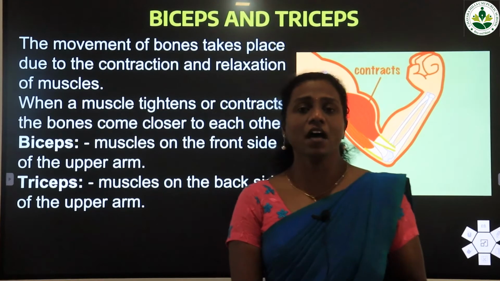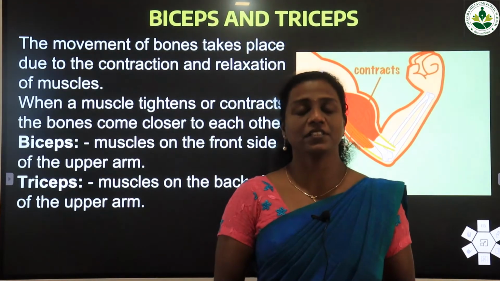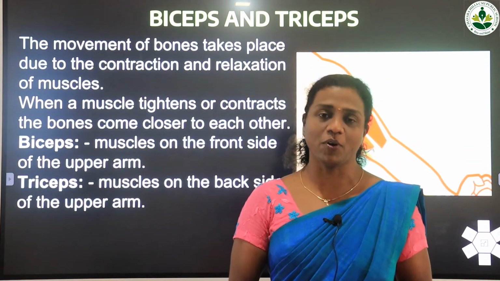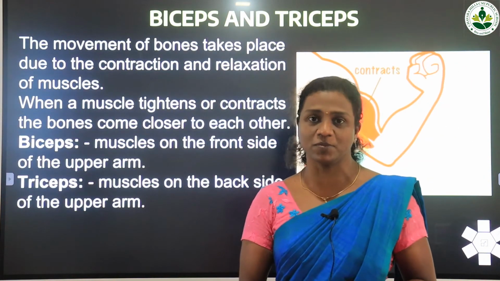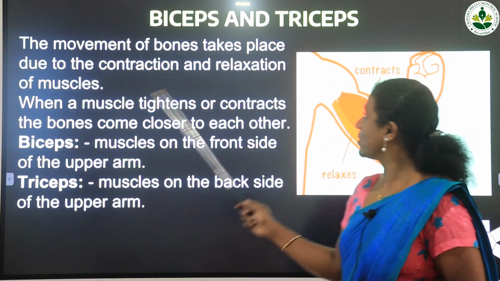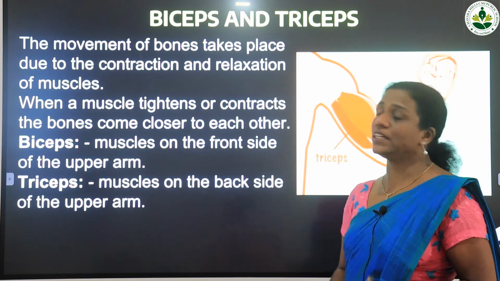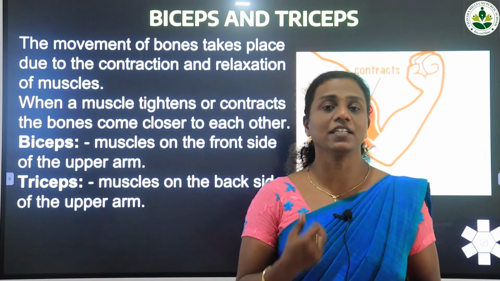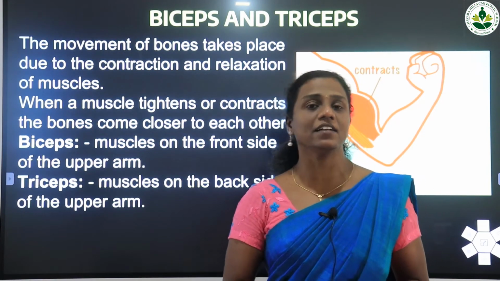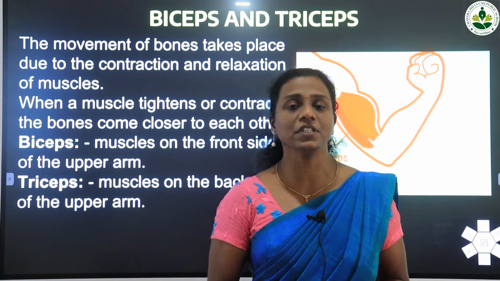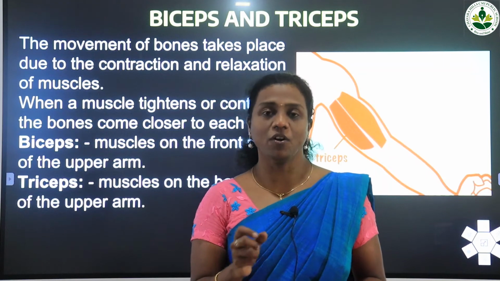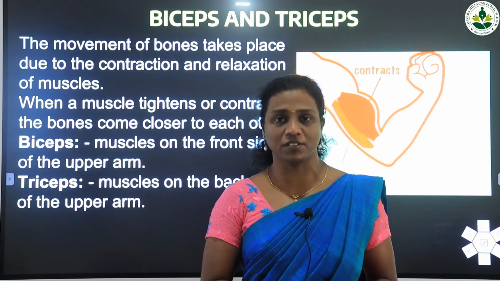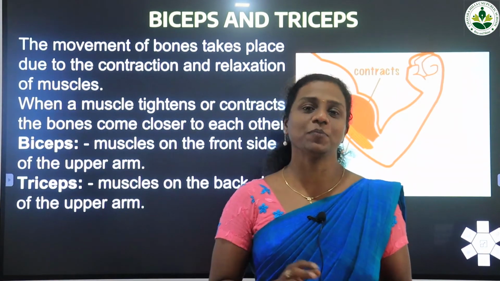Next is how the movements take place in our body. Our muscles are helping in the movement of our body. The movement of bones mainly takes place due to the contraction and relaxation of muscles. Contract means to become smaller or shorter. Contraction means to become smaller or shorter. Relax means to make loose.